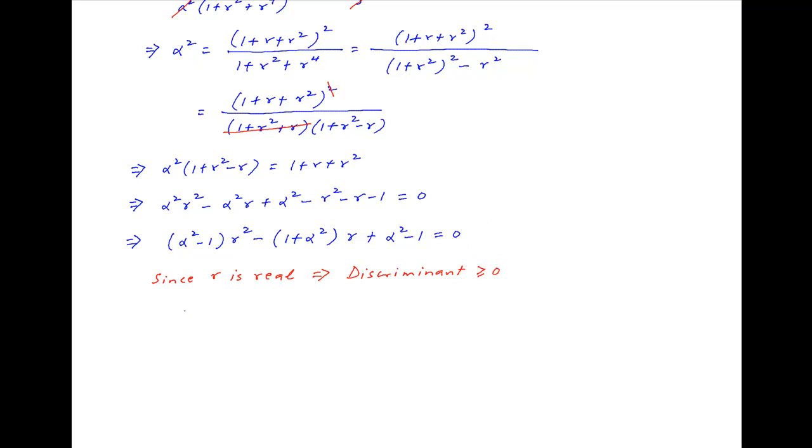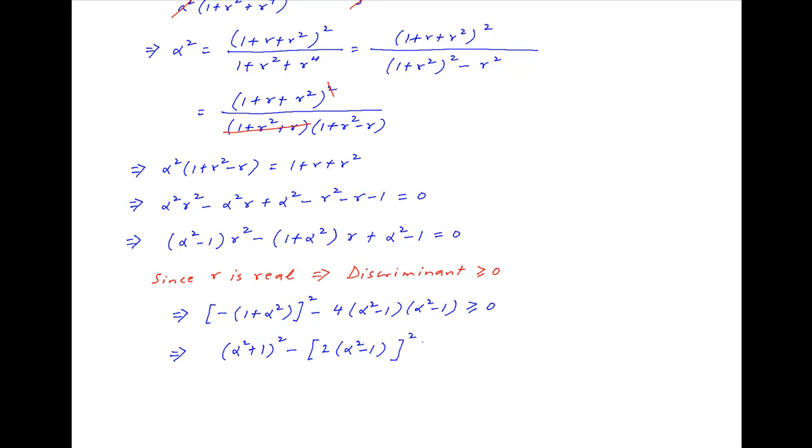The discriminant is equal to the square of the coefficient of the middle term, which is minus (1 plus alpha square), square of this minus 4 times the coefficient of R square times the constant term, will be greater than equal to 0. This implies that (alpha square plus 1) whole square minus 2 times (alpha square minus 1) whole square is greater than equal to 0.